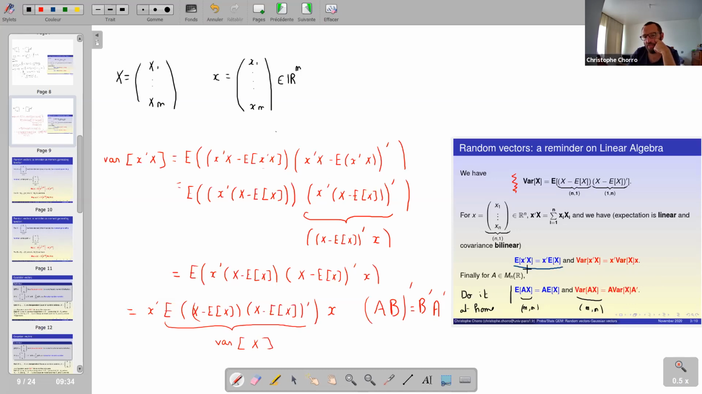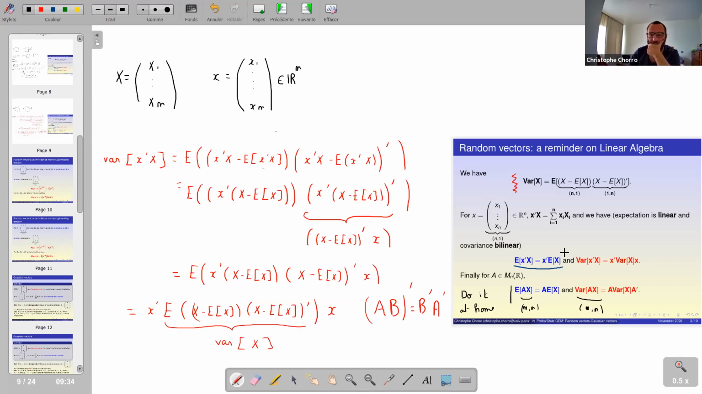And of course, if I take for capital A x prime, I recover this formula from this one. And if I take capital A equal to X prime, I recover from this formula exactly this one. So it's just an extension of what I have done here in the case of a general matrix instead of the case of lines.